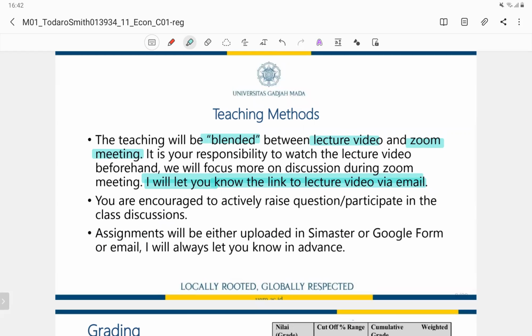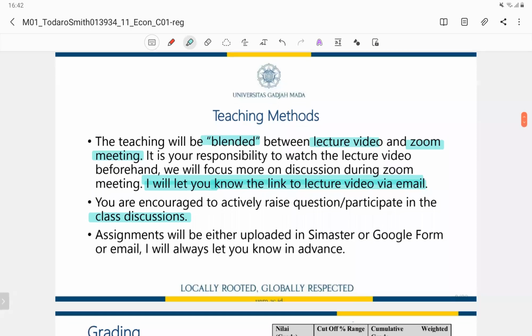And then the second one, you are encouraged to actively raise questions and participate in the class discussion. Okay, so don't be shy. If you have a question, or maybe I got something wrong, please correct me. Raise your hand, ask questions, participate in the discussion. Okay, you can unmute yourself if you want, or you can type in the chat if you want. And if you have something interesting to share, but you don't want to share it during the Zoom meeting, please send an email to me. I will be happy to reply to your email.